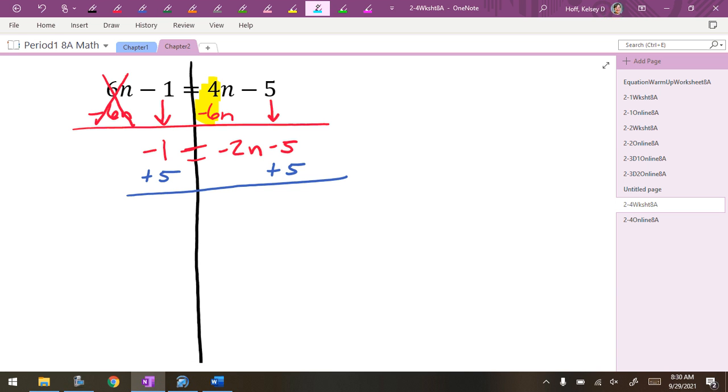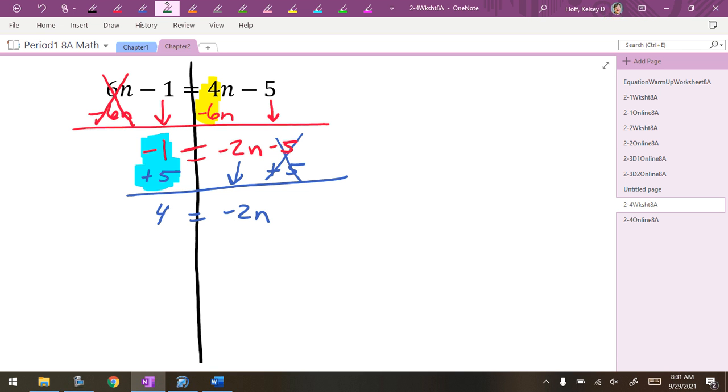Same thing. Grab your calculator. Don't put in any other signs besides what you see. Type negative 1 plus 5. Negative 1 plus 5 is 4. Your 5's cancel. What are you dragging down on the right side? Careful. Negative 2n.